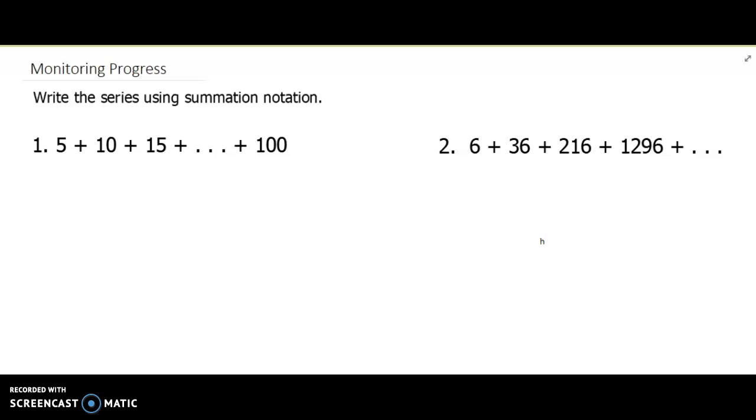Alright, so this is the second video for section 8.1, and if you haven't watched the previous video, please do that first because this won't make sense if you don't. But we left off the last one doing example 4. So here's the monitoring progress that goes with example 4, so if you feel like you need extra practice, go ahead and pause this video, work these out, and then I'll show you what I got.